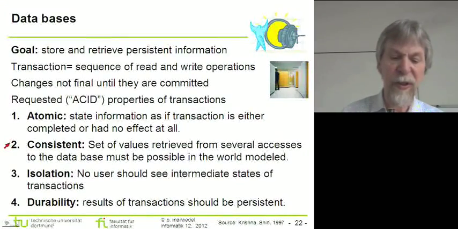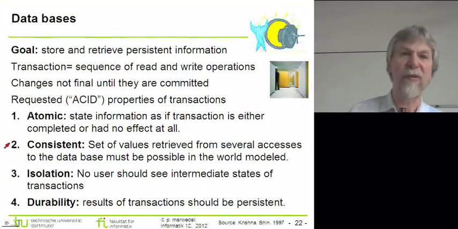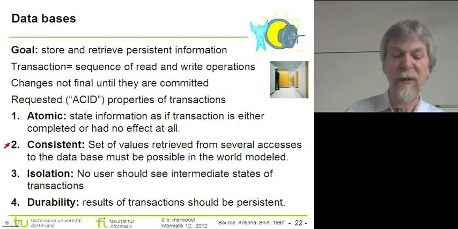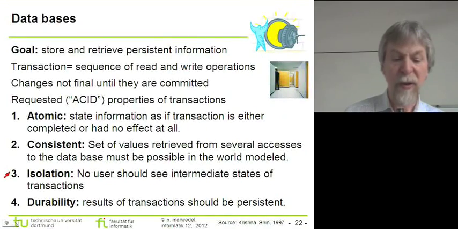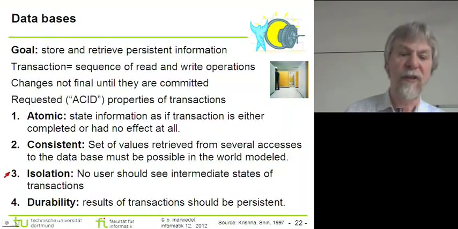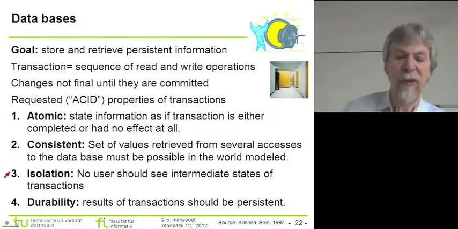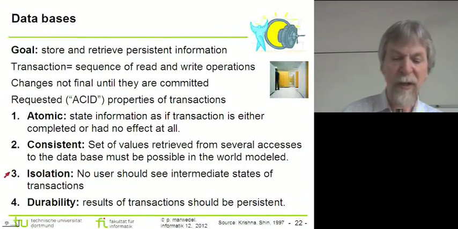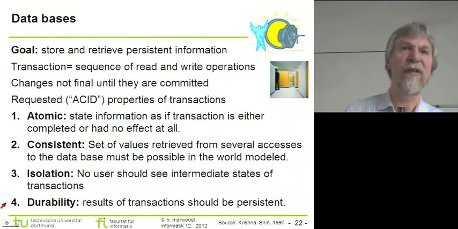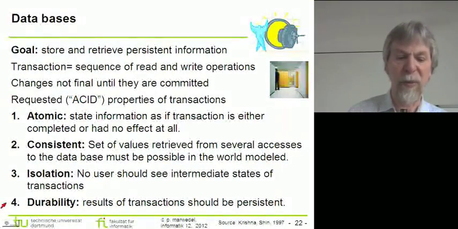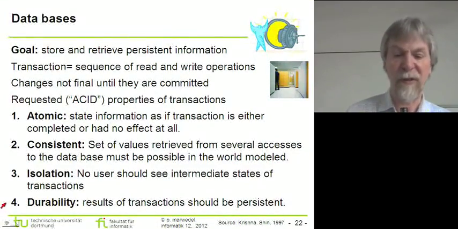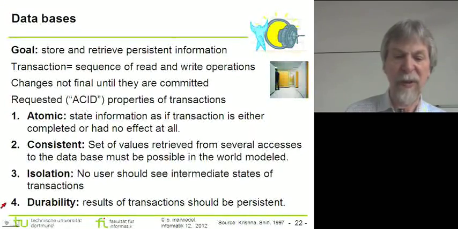Second requested property is that the set of values that we are retrieving there from the database must be possible in the world which is modeled, so we shouldn't see anything that cannot happen in the real world. We also require these changes to be performed in isolation. That means we should never see some intermediate states of these transactions. And finally, of course, we require that these transactions are final, they are durable, because we would like the result of these transactions to stay there in the database.